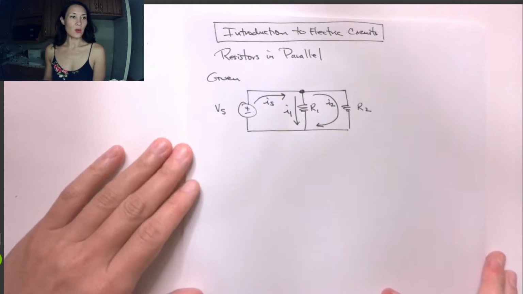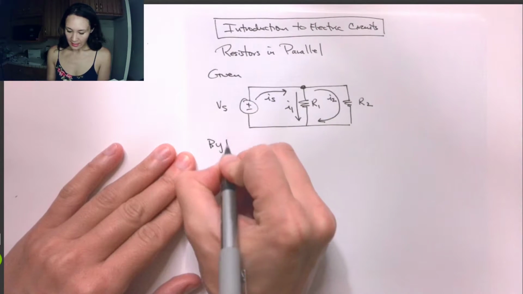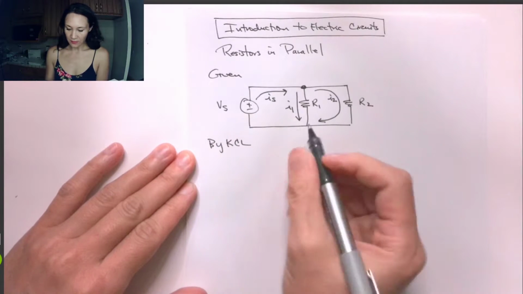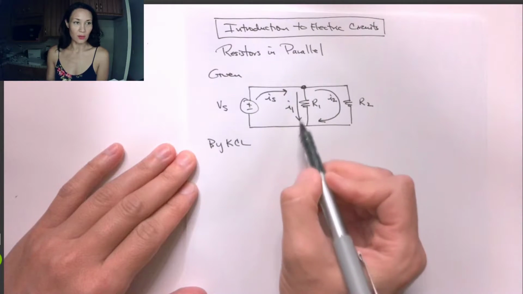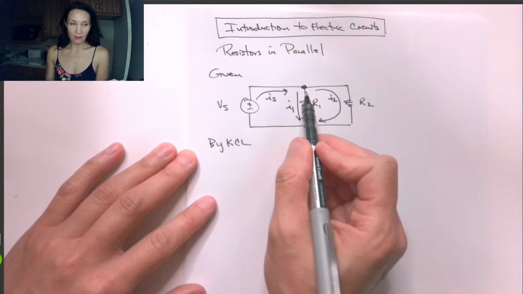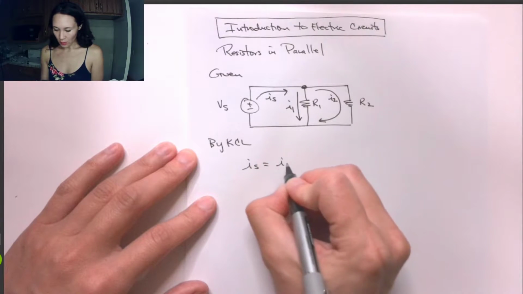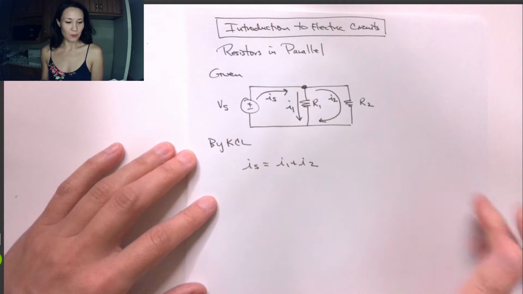Now in the last video we introduced KCL, Kirchhoff's current law. By KCL we have that the sum of the currents going into a node is equal to the sum of currents going out. So in this case we only have one current coming in, so our equation is just Is is equal to I1 plus I2.